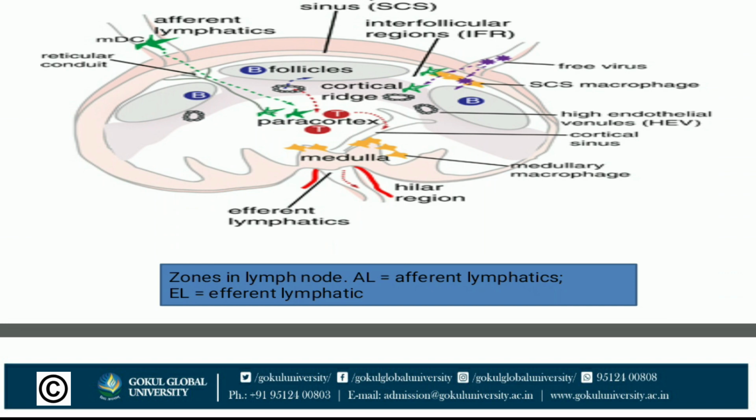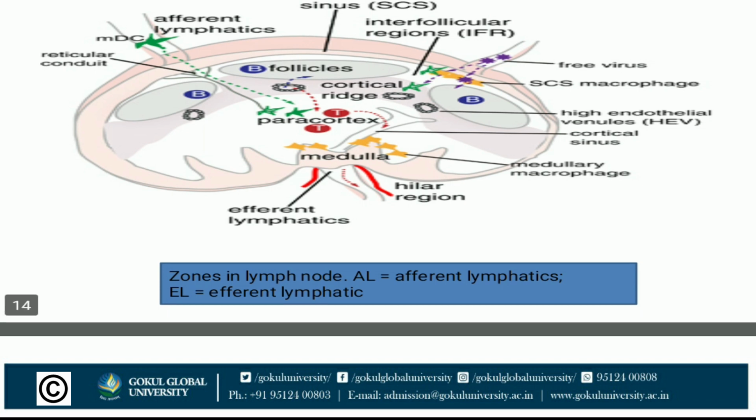This diagram shows zones in the lymph node: afferent lymphatics, efferent lymphatics. Okay. Afferent lymphatics: hilar region, medulla, paracortex, medullary macrophages, cortical sinus, high endothelial venules, cortical ridge, SCS macrophage, follicles, reticular conduit, afferent lymphatics, subcapsular sinus, interfollicular regions, free virus. Okay.